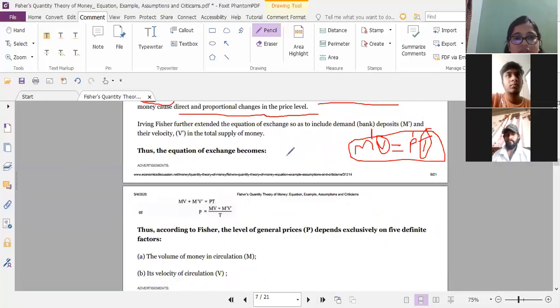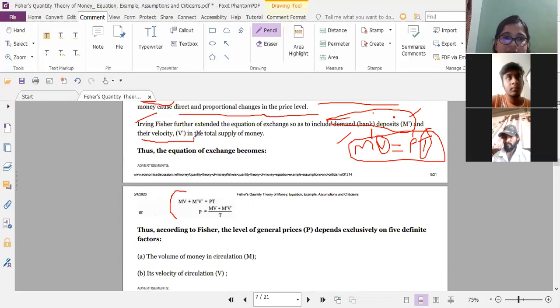So thus the equation of exchange becomes this. Here we are. So Fisher further extended this equation. He tried to include bank money. Bank money is M dash, and its velocity is V dash. Bank money velocity we call V dash.